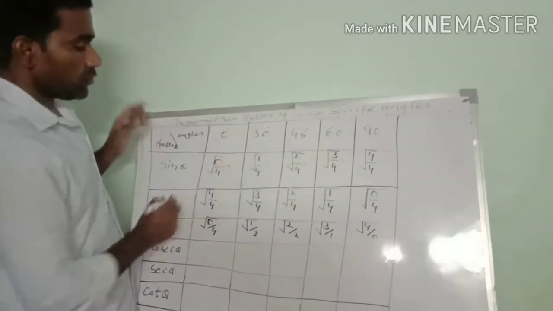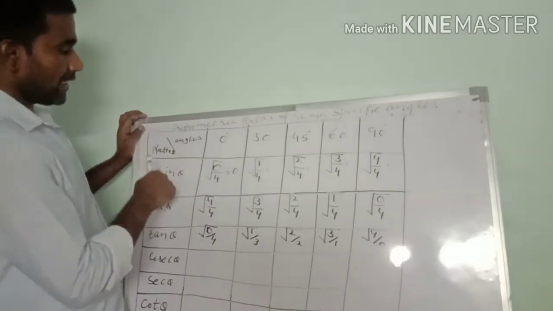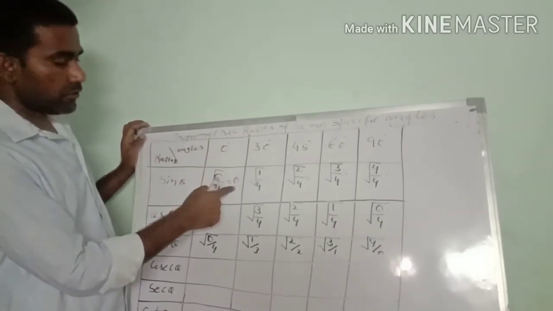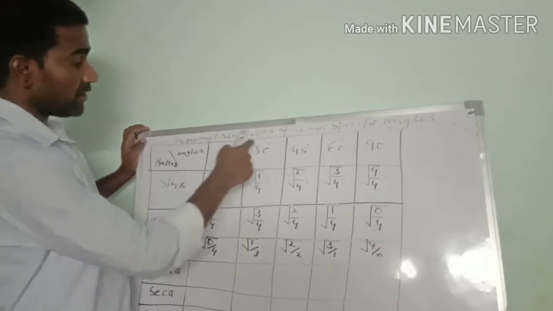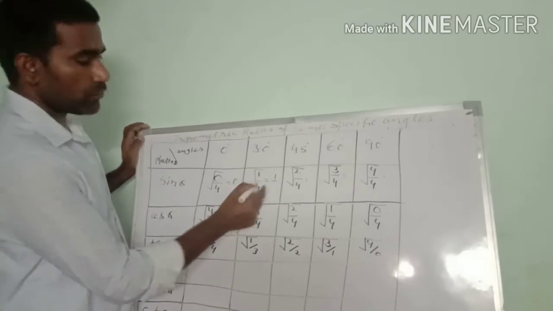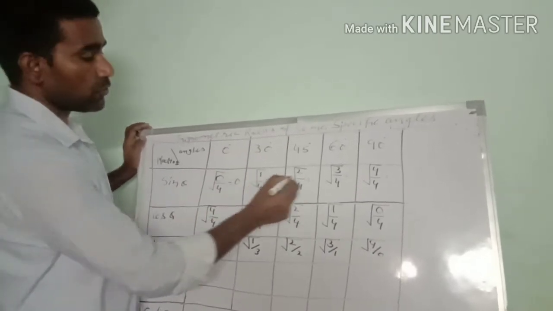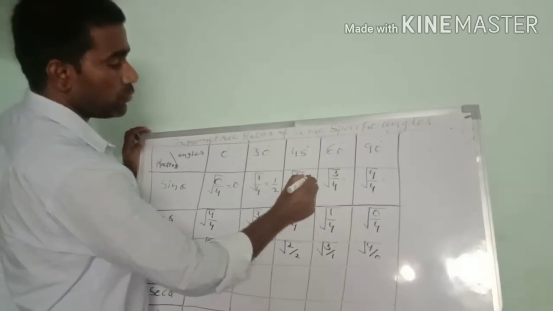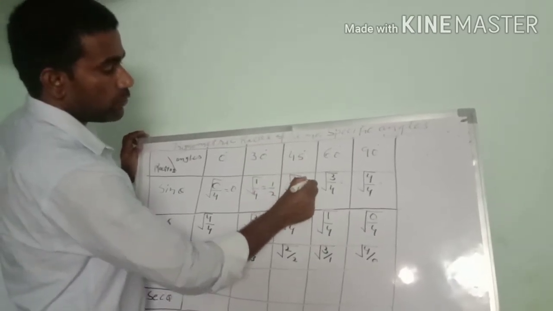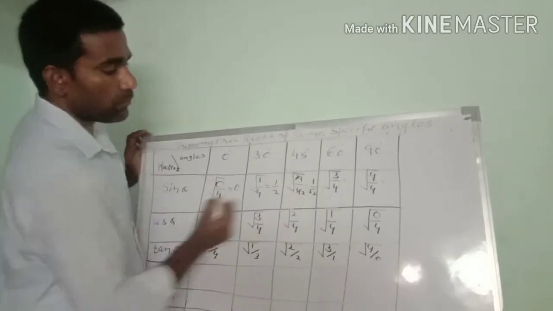So √0/√4 it means 0. So sin 0 value is 0, and sin 30 it means √1 is 1 and √4 it means 2. It means sin 30 is 1/2. And √2/√4 it means cancel by 2, and then root of 1 is 1 and root of 2 it means √2, यानी 1/√2.